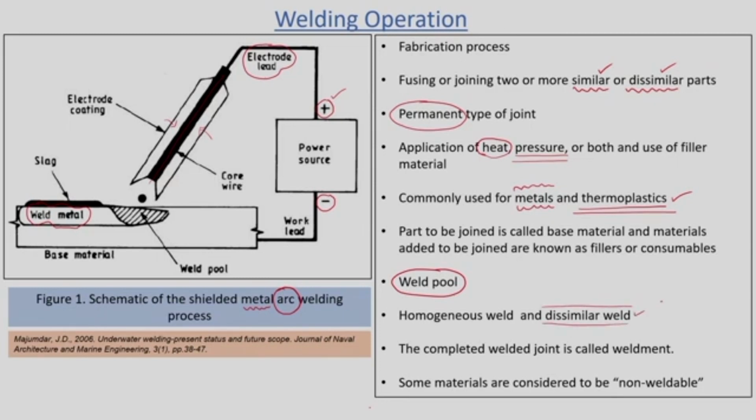So, here we are using either an electrode rod of different material or the materials which are getting joined may be of different nature, then also it is possible to have the welding operation. The completed welded joint is called the weldment. So, when we join two parts together, that joint which is completed is called the weldment.